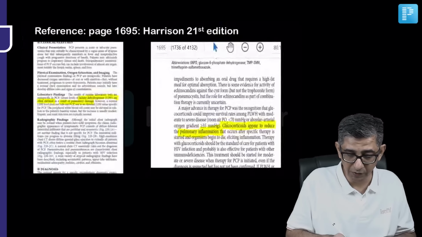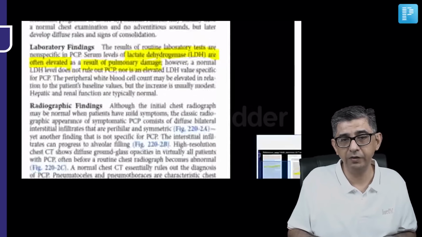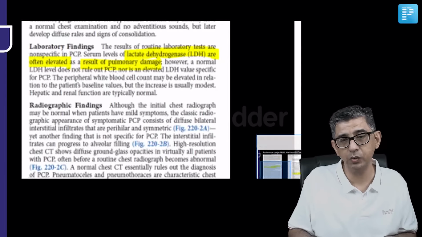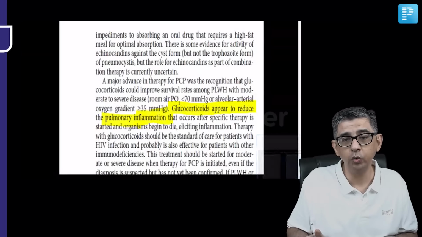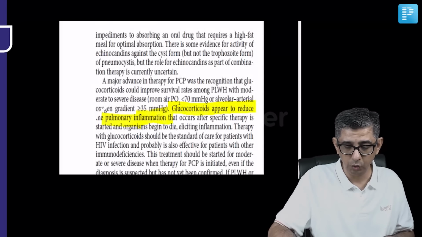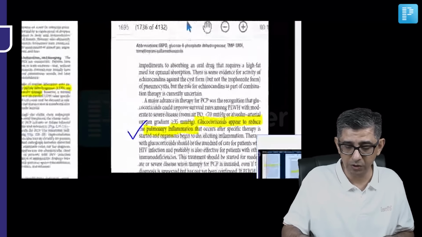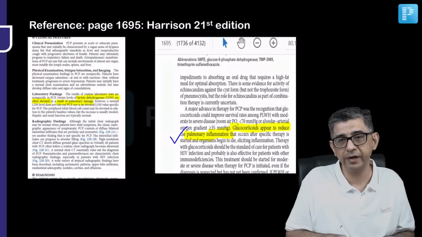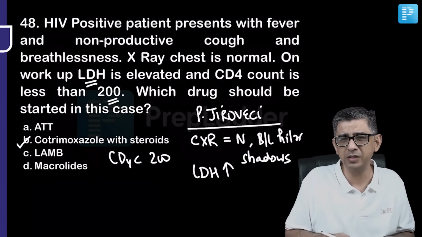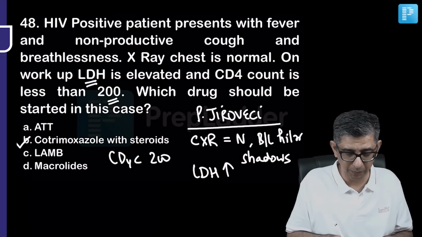I'll just show you the reference from Harrison as well. He says that LDH values are elevated as a result of pulmonary damage, as you can see. And second, he says glucocorticoids reduce pulmonary inflammation. So they are the ones which would be used in a patient suffering from Pneumocystis jirovecii pneumonia. The page number of Harrison where the usage of steroids is mentioned is given. I mentioned that in my routine video as well. So the correct answer for 48 is option number B.